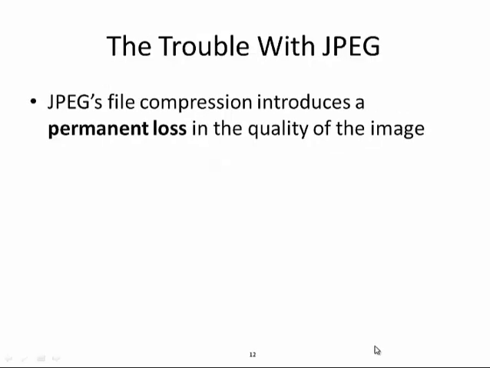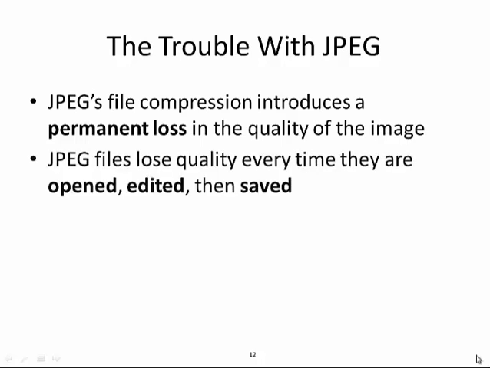So what's the trouble with JPEG? JPEG is a very widely used protocol. The problem with it is that it creates a permanent loss in the quality of the image. That's where the compression comes in. Every time you open a JPEG file, modify it in some way, and save it, it recalculates the compression and throws away some more of the bits. And so every time you edit a JPEG file, you're actually decreasing the quality of that image more and more.